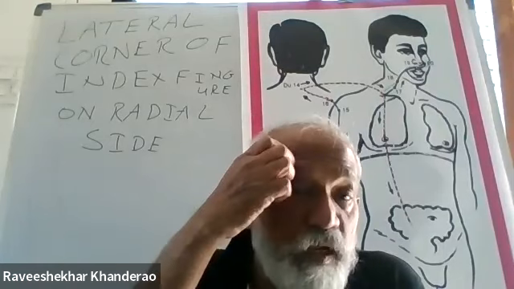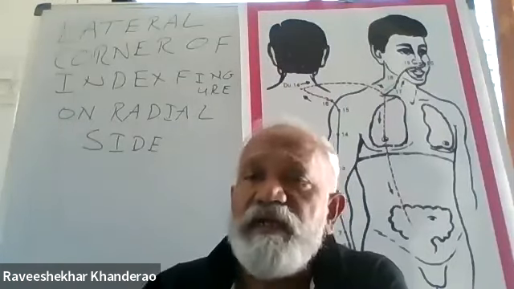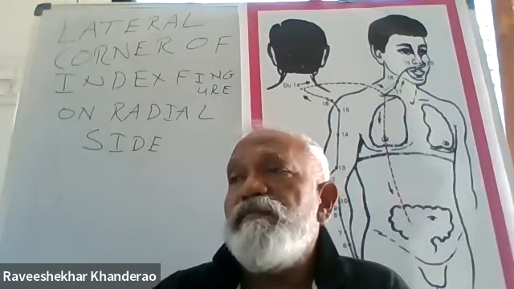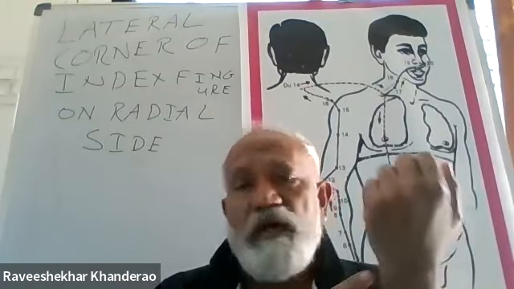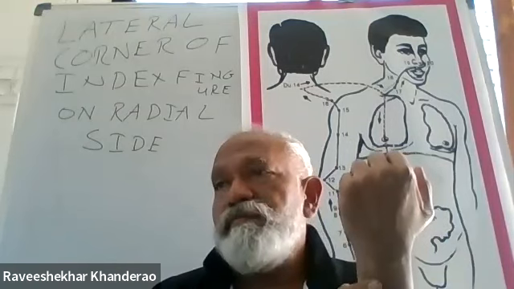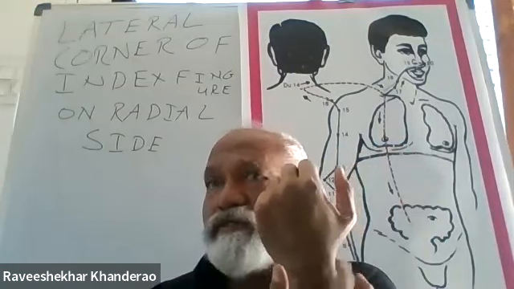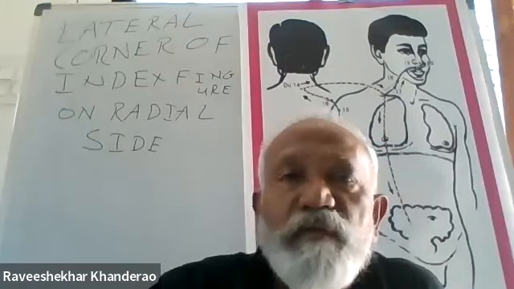Okay. On the radial side. So this is radial. This is ulnar. This is radial. This is ulnar, the ulnar bone. So the ulnar side and the radial side. This bone is the radius. Anatomy is a little weak.